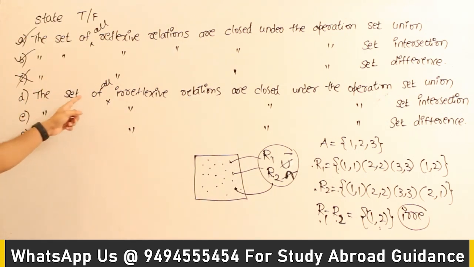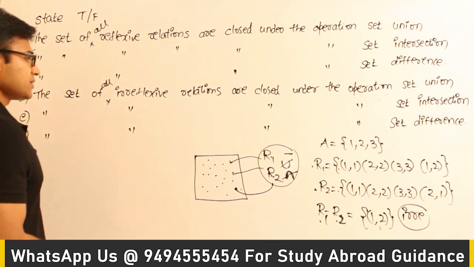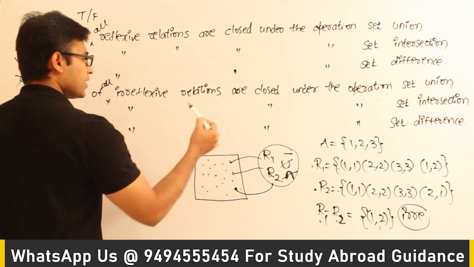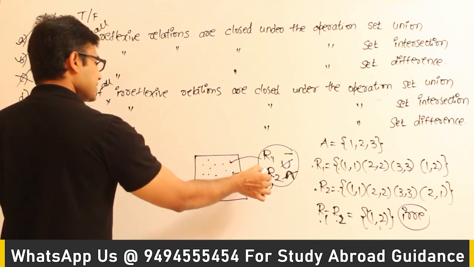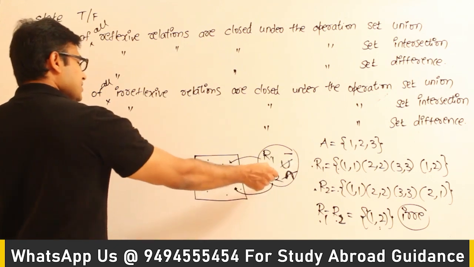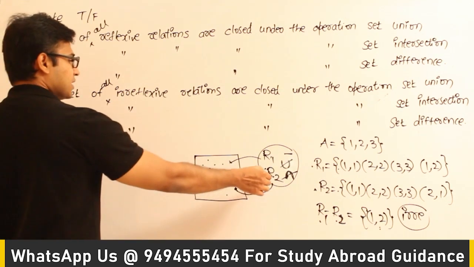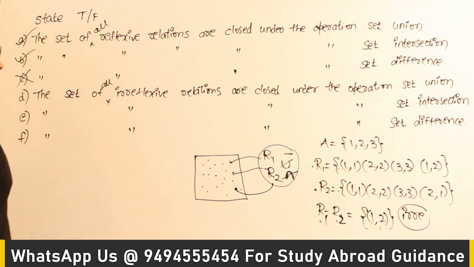Okay, the next one is: the set of all irreflexive relations is closed under union. Let us say this is the set of all irreflexive relations. Now they are saying if you take two irreflexive relations from this and apply union, whether the result goes into the same set, which means the result is also irreflexive or not. That is what they are asking.